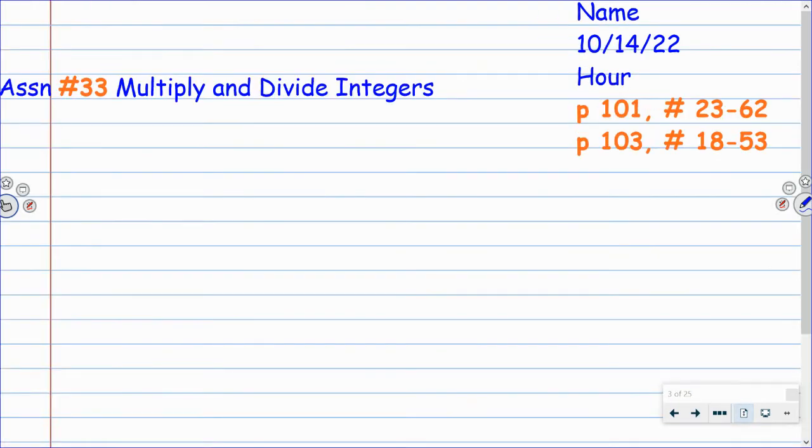At this time, go ahead, no matter what the date is, no matter what the assignment is, go ahead and copy this down. Come on back when you're ready.